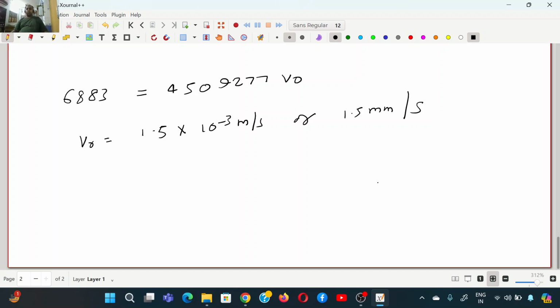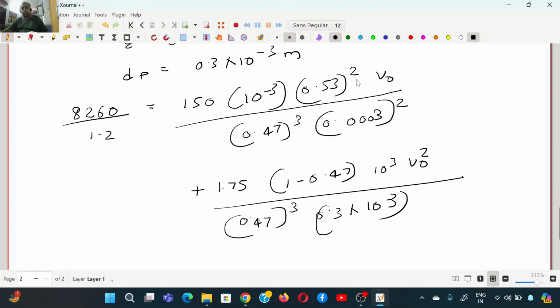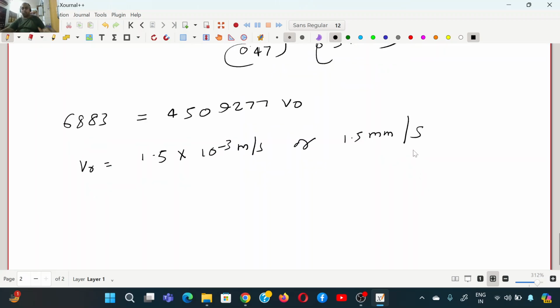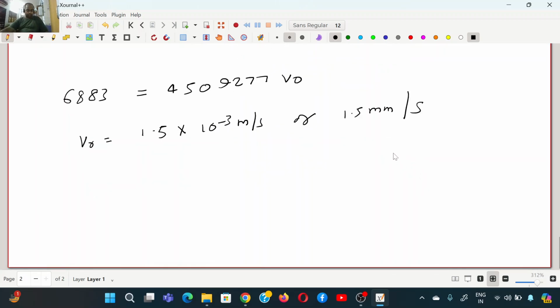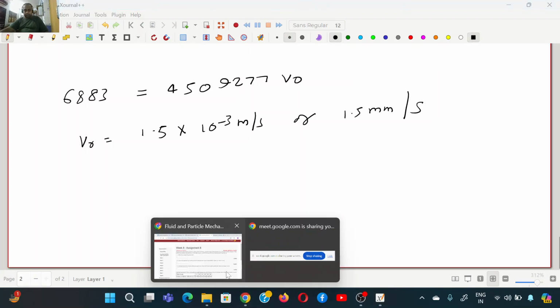Only low Reynolds number and it is laminar, and I'll ignore the B square part, I'll take only the B part. But you can take the B square part and do it as a quadratic equation, so it's up to you. But I'll justify why it is so, why it is such a small value. So the second part is done, 2.5 millimeter per second.